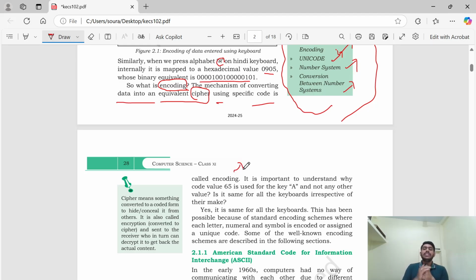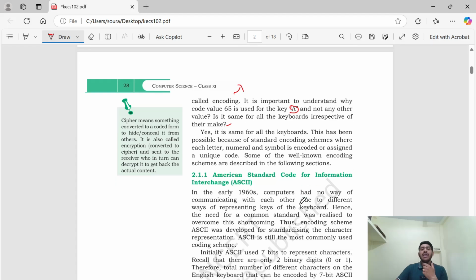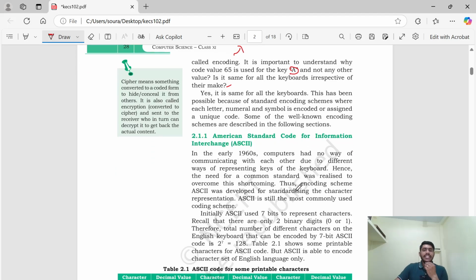So the mechanism we use for converting our data into the equivalent computer or machine related code is called encoding. It is important to understand why the code value 65 is used for the key A and not any other value. It is the same for all keyboards irrespective of their make. Whatever the keyboard is, the value of A is 65. This has been possible because of the standard encoding scheme where each letter, numeral and symbol is encoded, or assigned a unique code. Clear my point?